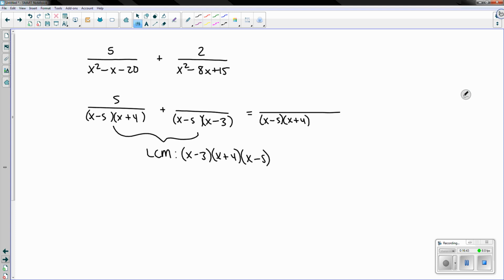And to get from that original to the new common denominator, we have to tack on an x minus 3, which means we must adjust the top in the same way. So multiply by x minus 3. And then plus, oh sorry, there should be a 2 here. We originally had x minus 5, x minus 3. We have to introduce an x plus 4 to get that common denominator, so multiply the top by x plus 4 as well.